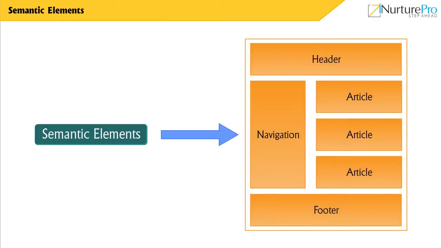Semantic elements are the elements with a meaning. A semantic element describes its meaning to both the browser and the developer. These elements help search engines index and classify a document appropriately, which in turn makes internet search engines meaningful and effective.